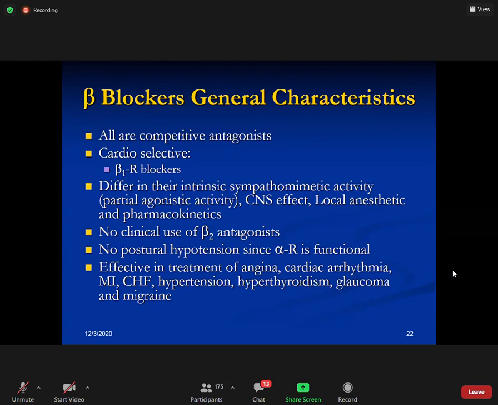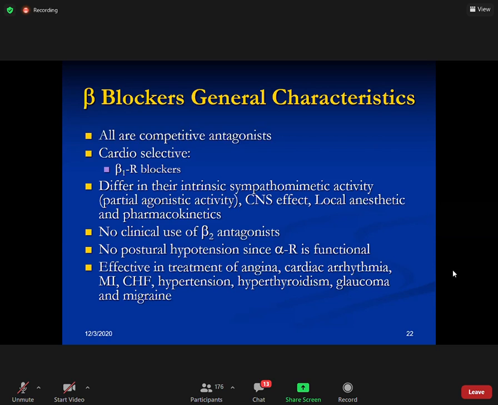I have to explain it clearly, and I tried this year to make it simpler. Also, you will have it in another slide. CNS effect, local anesthetic and pharmacokinetics, no clinical use of beta-2, as I told you, no postural hypotension. Why? Because alpha is functional. You worry about postural hypotension when you're blocking what? The alpha.